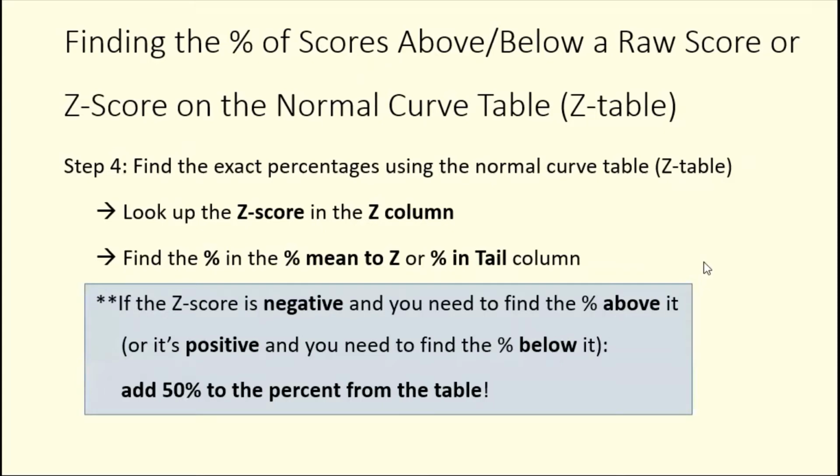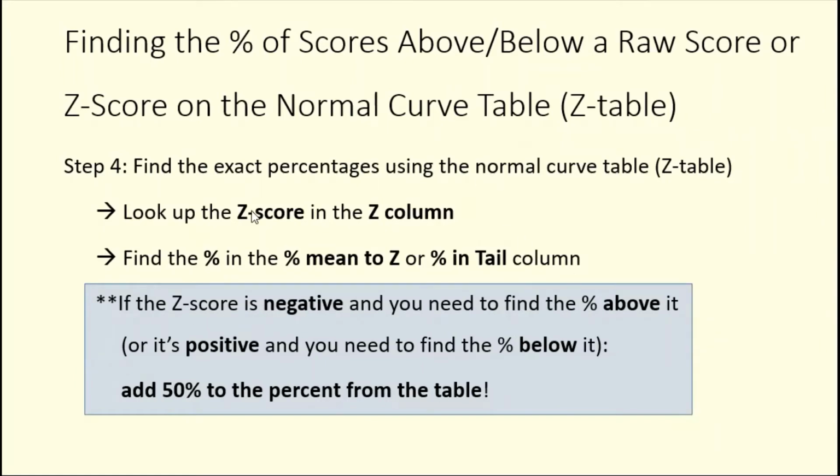This is a really important part here, and it kind of goes along with step 4. If the z-score is negative and we need to find the percent above it, or if it's positive and we need to find the percent below, we need to actually add 50%. Those are the situations when we're going to be using the mean to z column. And in those cases, we usually need to remember that we're really only getting that part of the curve, and we have to account for the other half of the curve that's not being accounted for by that mean to z column. And so this is also really where your estimate is going to come in such handy.